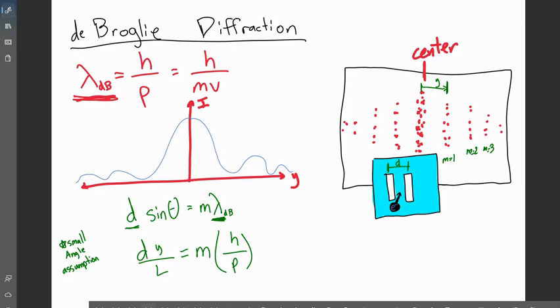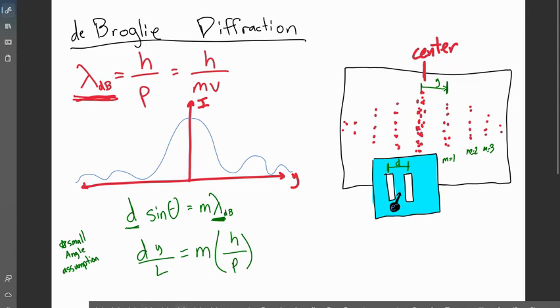All right, AP, I've not seen AP require you to do any sort of calculations on electron diffraction. But I have seen them do conceptual or qualitative questions, like if this increases, what happens to this, or for these maxima to get spaced further apart, what would we have to do to the electrons? Well, you use this same equation. You start from d sine theta is equal to m lambda, and then d y over L is equal to m times h over p, Planck's constant over the momentum.